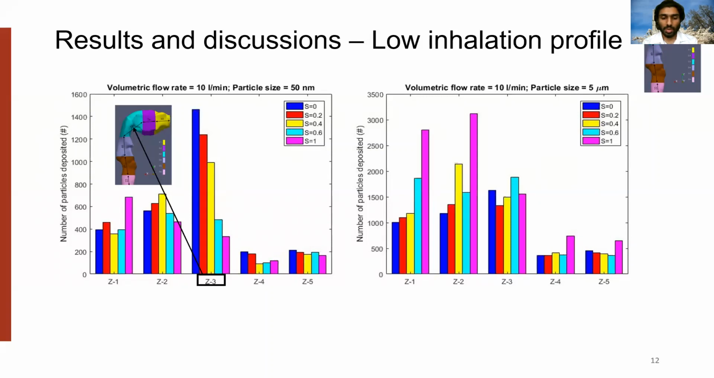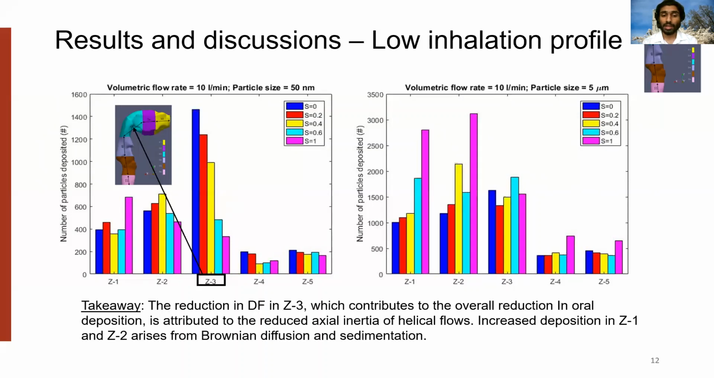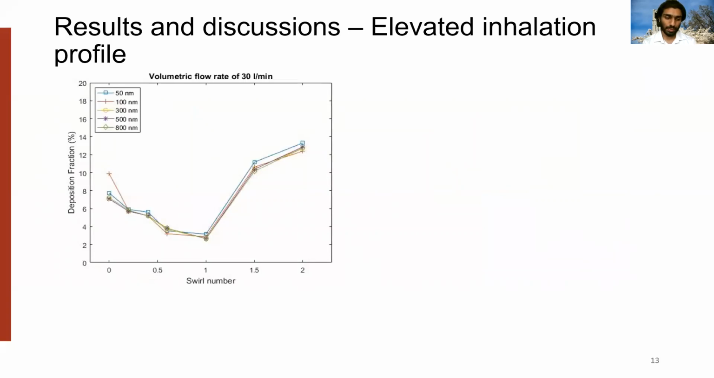For both 50 nanometer and 5 micron particles, increase in swirl number causes increase in deposition fractions in zones Z1 and Z2. This is due to the increased recirculating zones created, which cause increased particle residence times and hence deposition due to Brownian diffusion and sedimentation. Hence, the reduction in deposition fraction in Z3, which contributes to overall reduction in oral deposition, is attributed to reduced axial inertia of helical flows. Increased deposition in Z1 and Z2 arises from Brownian diffusion and sedimentation.